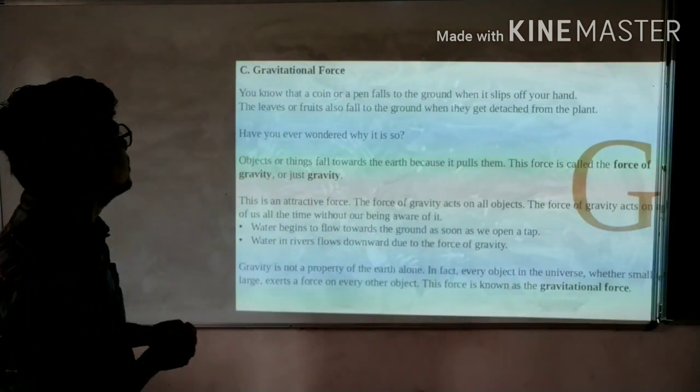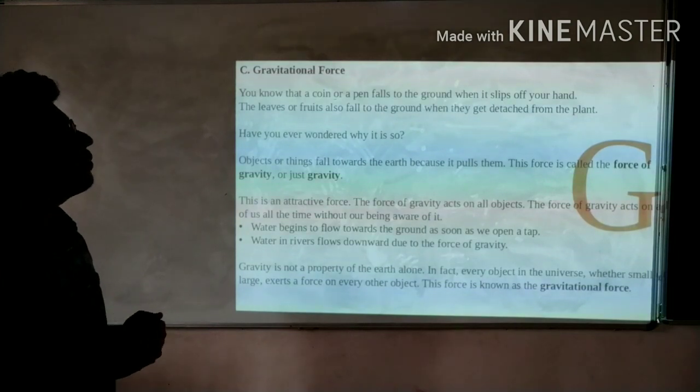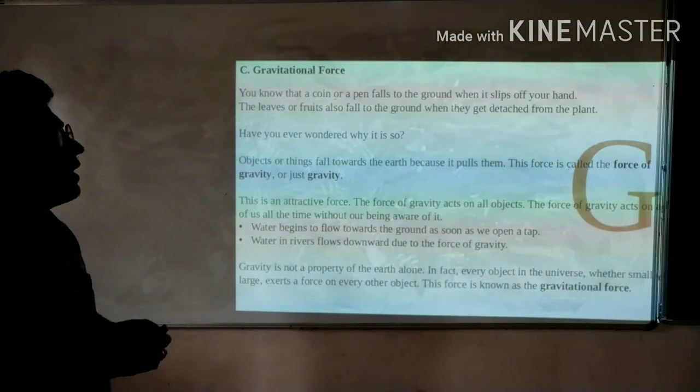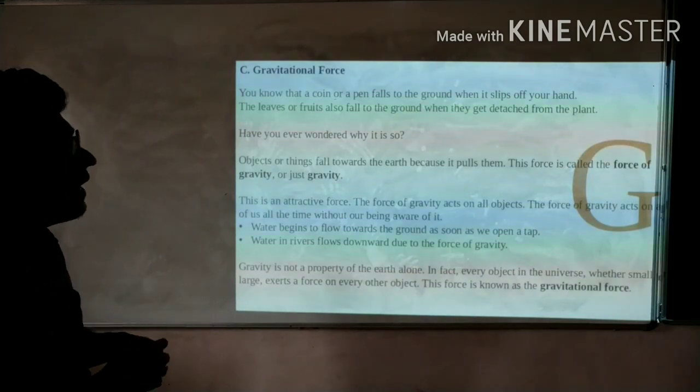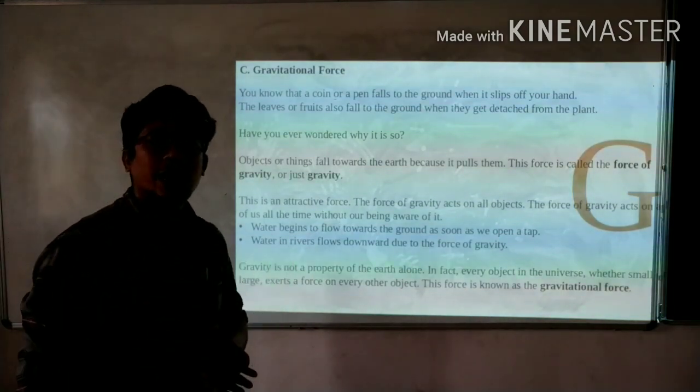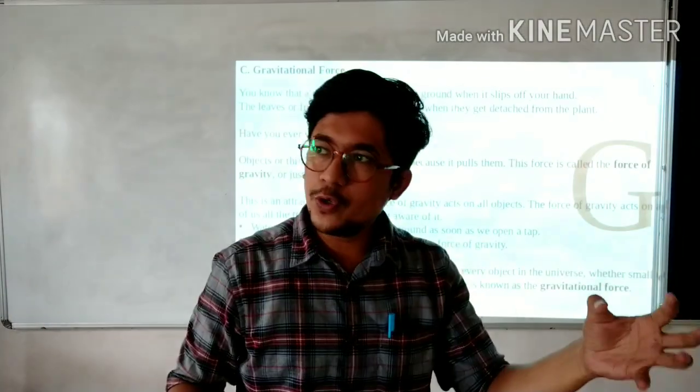You know that a coin or pen falls to the ground when it slips off your hand. The leaves and fruit also fall on the ground when they get detached from the plant. So as we know, gravity is everywhere. It is between you and me. It is between Earth and the Moon. It is between Earth and the Sun. It is between the Moon and the Sun. Everywhere gravity is there. Our whole universe is working on a field like gravity.